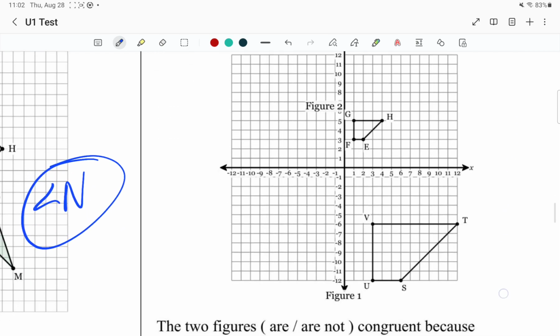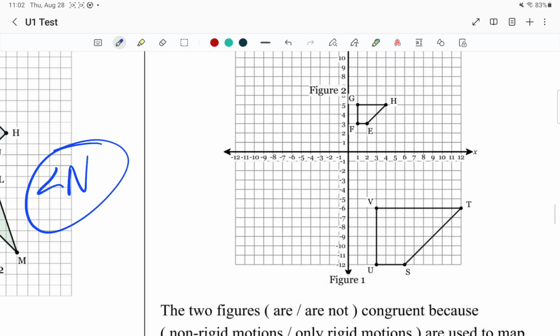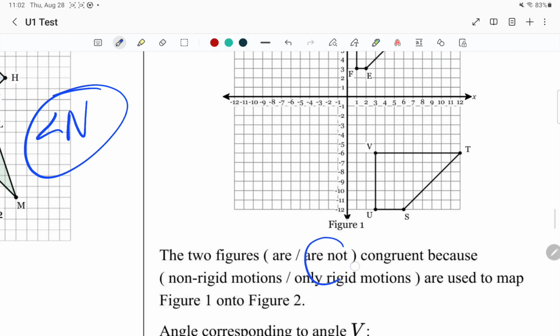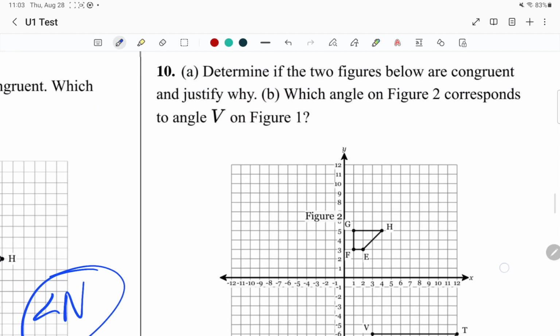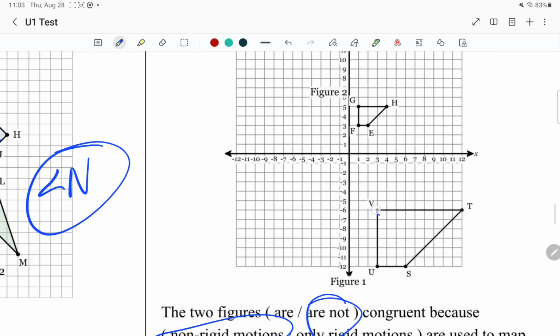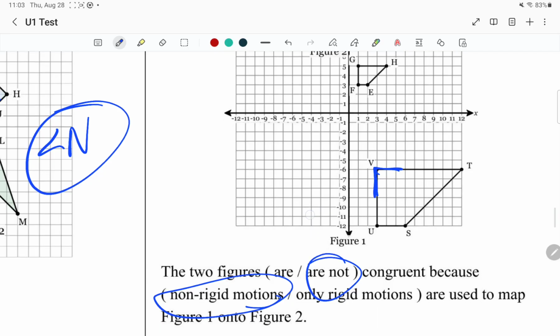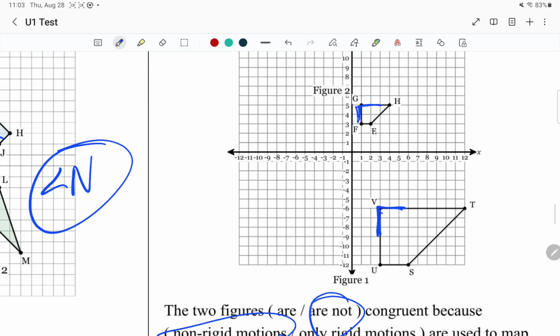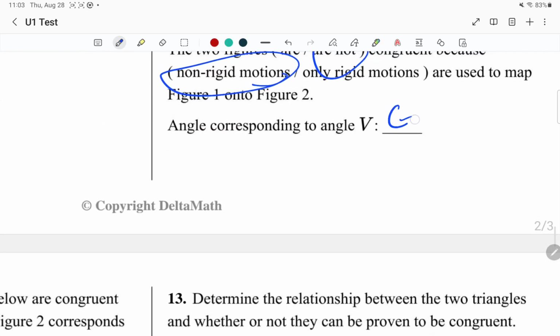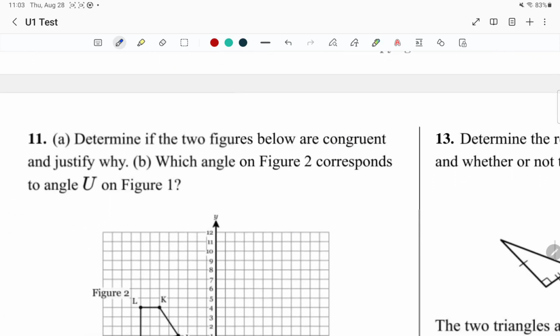Determine if the two figures below are congruent and say why. So, are they congruent? Well, they're the same shape, but they are different sizes. So they are not congruent because a dilation was used, which is also called a non-rigid motion. And then, which angle on figure 2 corresponds to angle V? So V I see is the right angle, and G is also a right angle. So V is going to go with angle G.